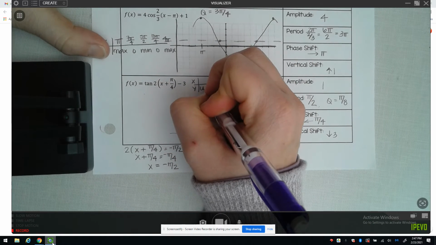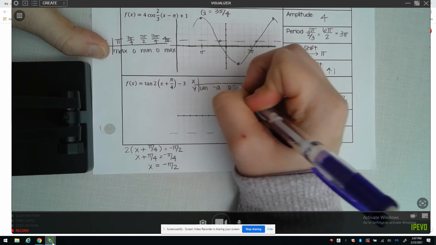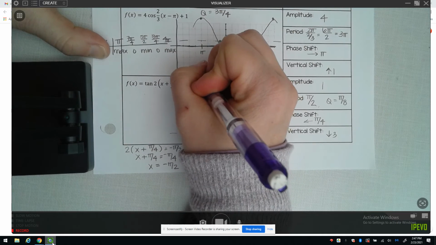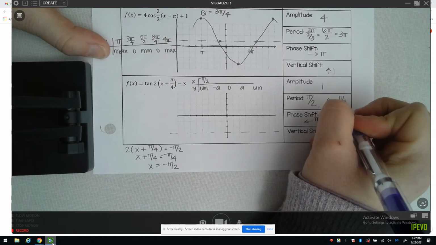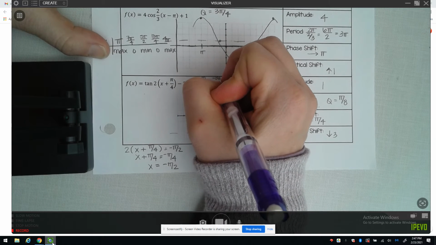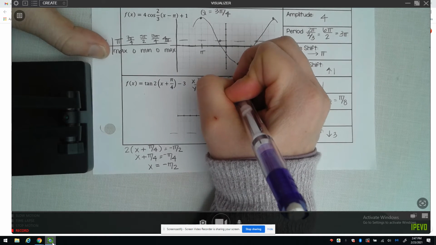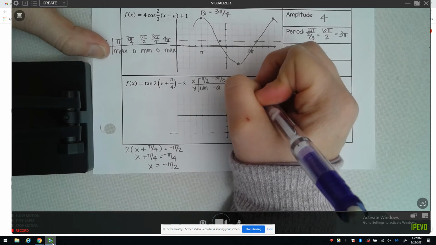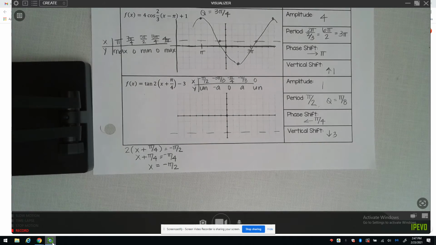So undefined, negative a, 0, a, undefined. So I'm going to start at negative pi over 2. But this time I'm adding pi over 8. So this is negative 4 pi over 8, so negative 3 pi over 8, negative 2 pi over 8, which is negative pi over 4, negative pi over 8, and ends at 0.